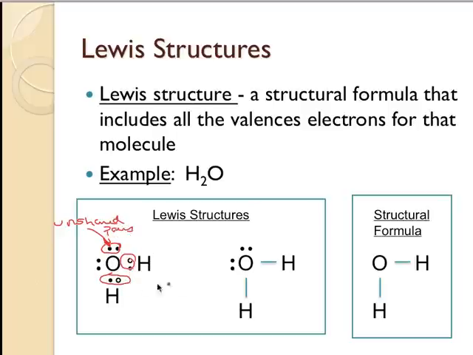You can also represent, instead of drawing 2 electrons, a dashed line. This represents that pair of electrons in a bond. Do one or the other, don't do both. Structural formulas don't show the unshared pairs. You are going to be asked to draw Lewis structures. I don't want structural formulas, I want Lewis structures. I want to see these unshared pairs. Those are required.